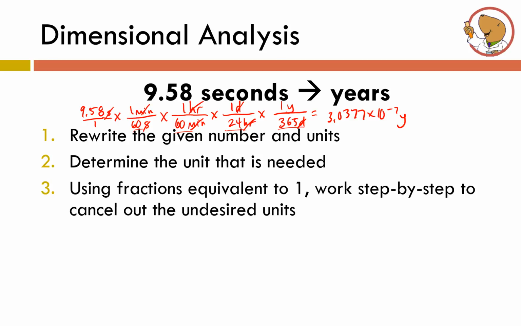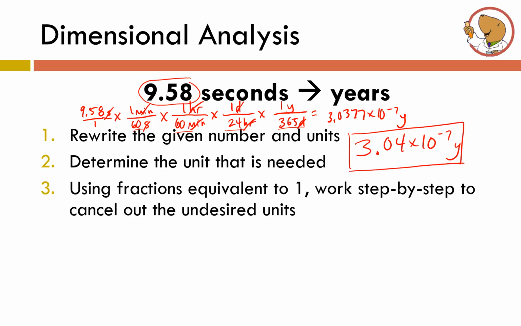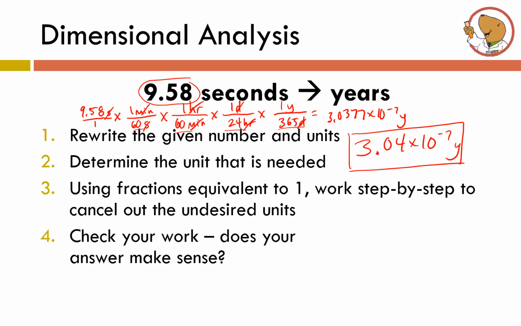This is not correct to the right number of significant figures. These 1, 2, 3, 4 conversion factors are all definitions. So I'm limited by my one measured value, which in this case is 9.58. There are 3 significant figures in 9.58, so I can only have 3 significant figures in my answer. So I'd say it's 3.04 times 10 to the negative 7th years, and that's going to be equal to 9.58 seconds. Finally, you want to check and make sure that your answer makes sense. 9.58 seconds is a really short amount of time, so hopefully it's a teeny number of years.